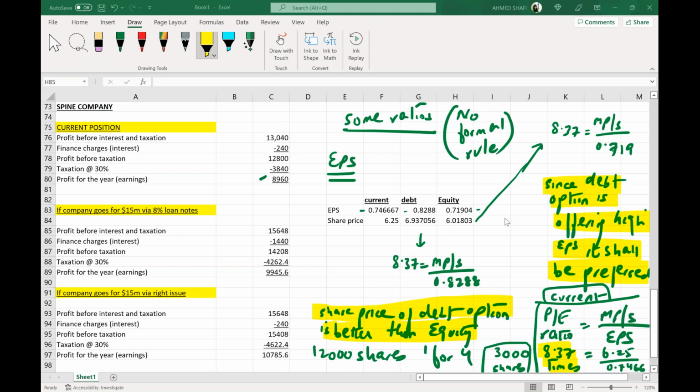Aman, where did we include preference dividend? We never included preference dividend. Where is preference dividend in this question? Yes, Fazan, I've answered you.